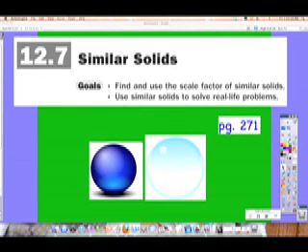Okay, similar solids. Do they have to have the exact same angles? Yes, they do. Spheres are a little bit different, anyway. What about sides? Do they have to have the exact same sides? No. Similar solids, one is little, one is bigger, but there has to be something true about the sides. They have to be proportional.